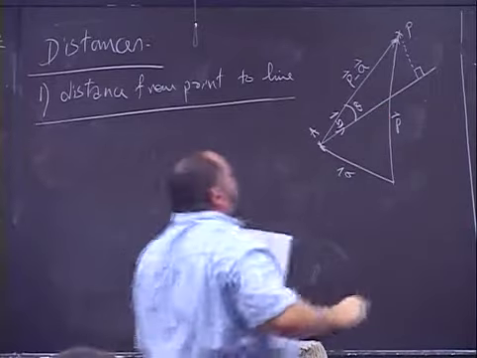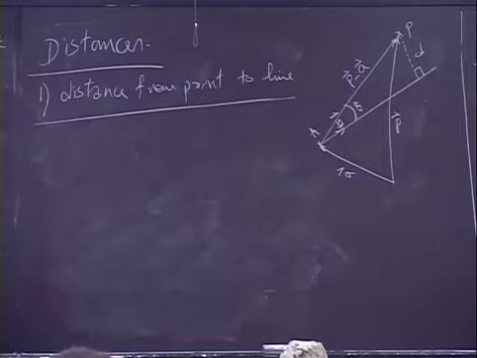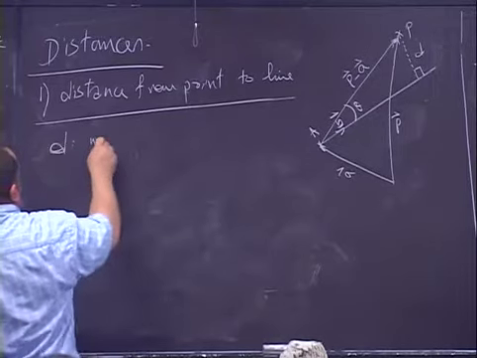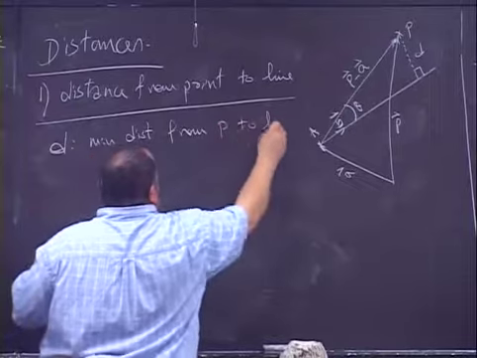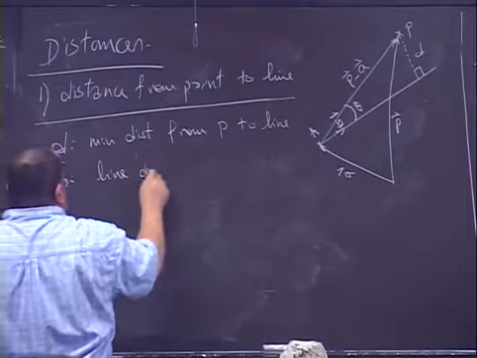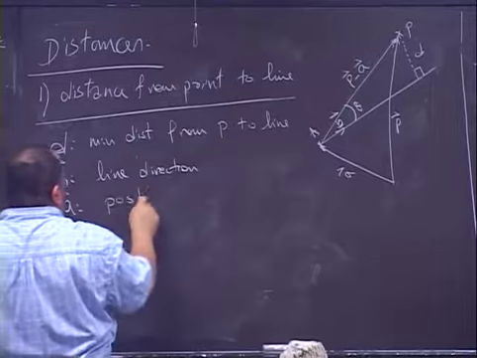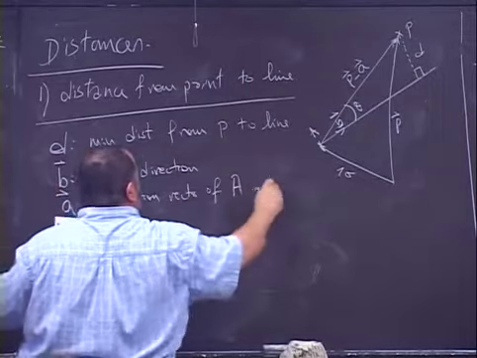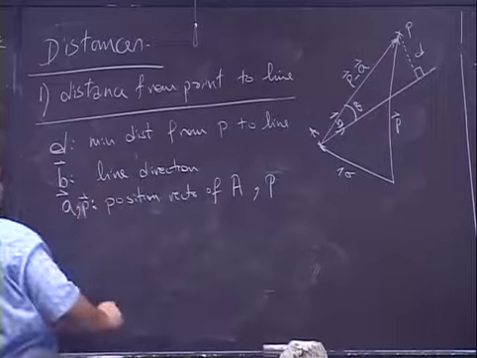So let's assume that this distance, which is in this case the minimum distance from the point to the line, because the perpendicular usually will be the minimum distance from the point to the line. So D is the minimum distance from P to the line, and B will be just the line direction, and A and P are the position vectors for A and P.